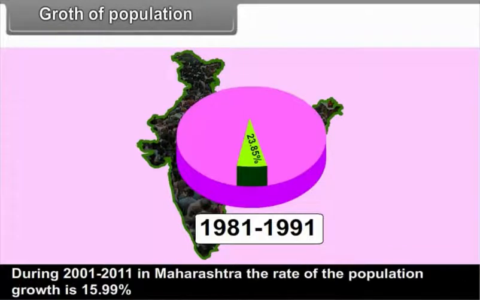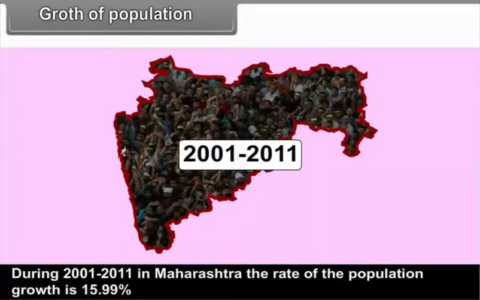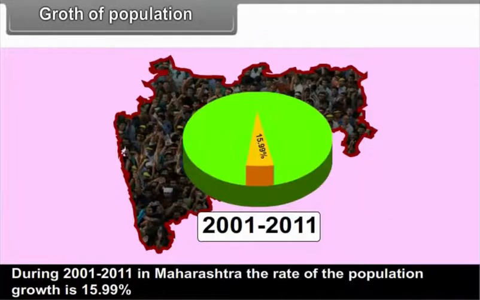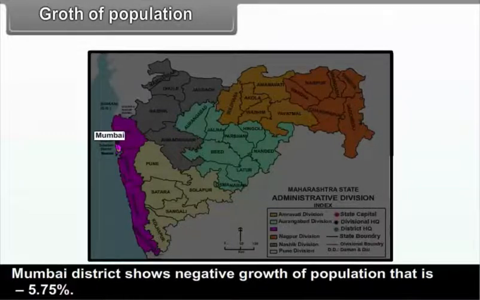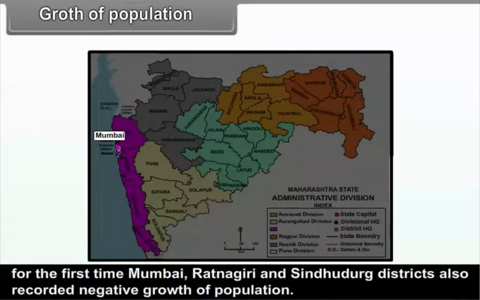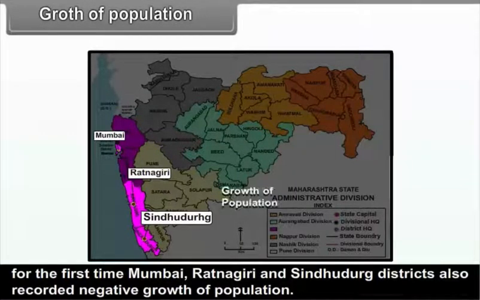During 2001 to 2011, in Maharashtra, the rate of population growth is 15.99%, and in Thane district, it is 35.94%, which is the highest in the state. Mumbai district shows negative growth of population, that is 5.75%. For the first time, Ratnagiri and Sindhudurg districts also recorded negative growth of population.